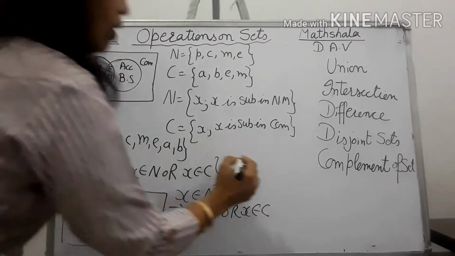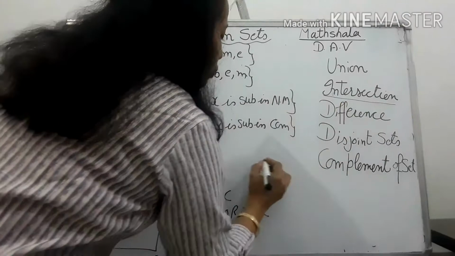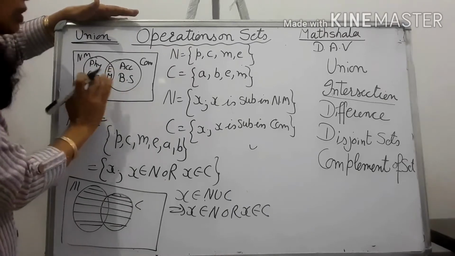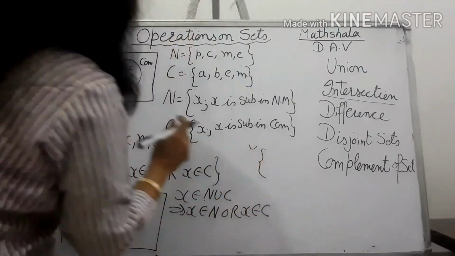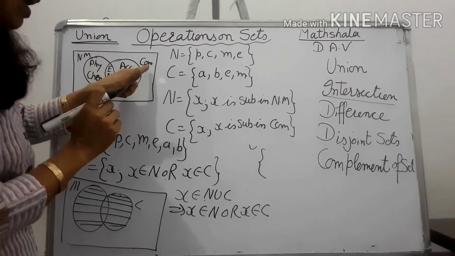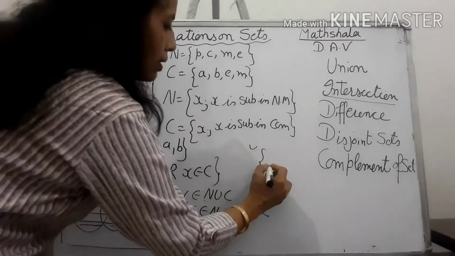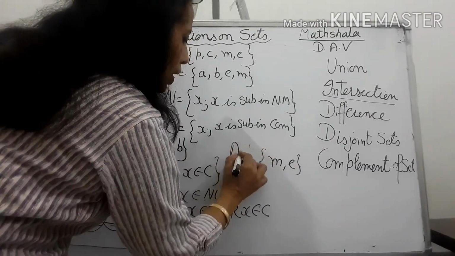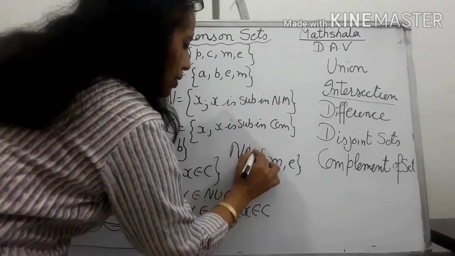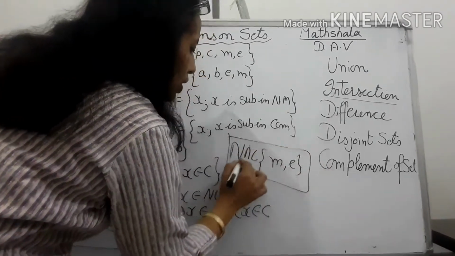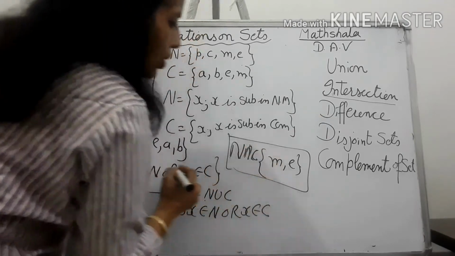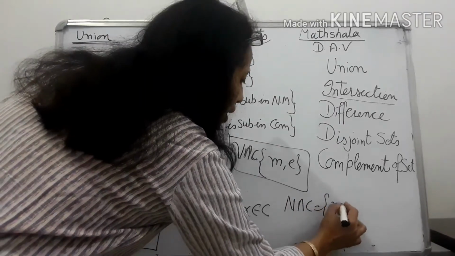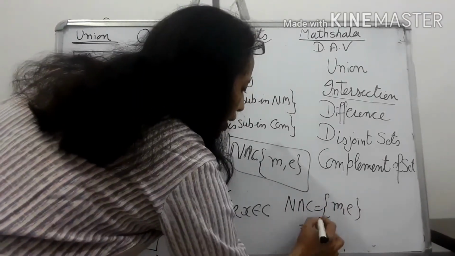Now let's take another one. What is the intersection of two sets? Intersection means elements which are in both the sets. Which elements are in non-medical as well as in commerce? Which subjects are these? Maths, English. So it represents what? N intersection C. The notation for intersection is the upside-down U. So N intersection C contains these elements M and E.